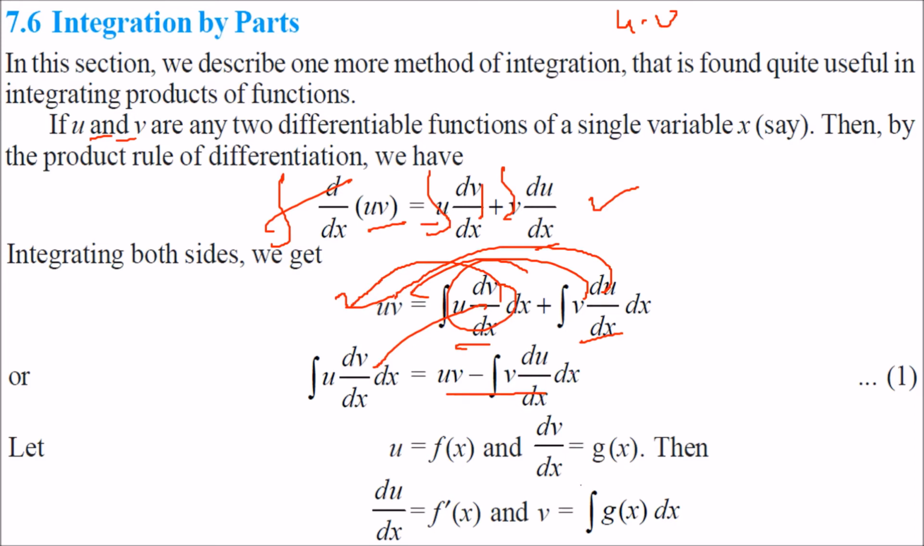by dx. But let us take u equal to fx, this one, and dv by dx as gx. U is fx, dv by dx is gx. So for du by dx will be what? F dash x. And what will be integration of this one? This gets cancelled, so only v, then you get integration of gx dx.